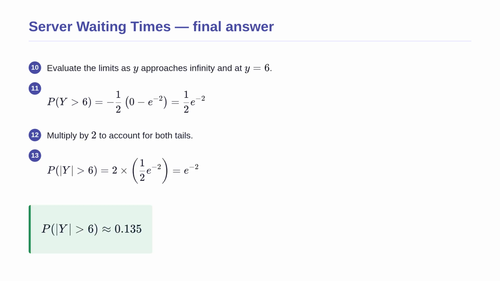Now for the final steps of our server problem. The upper limit of infinity causes the first term to vanish completely to 0. Substituting the lower limit of 6 leaves us with e to the power of -2. We then multiply our result by 2 to account for both the positive and negative tails, which perfectly cancels out the fraction in front. This gives us a beautifully simple exact probability of approximately 0.135. So there is a 13.5% chance the servers will finish more than 6 milliseconds apart.